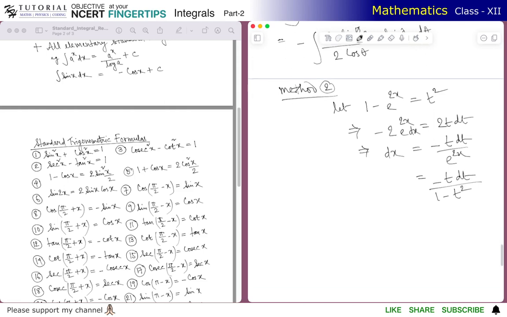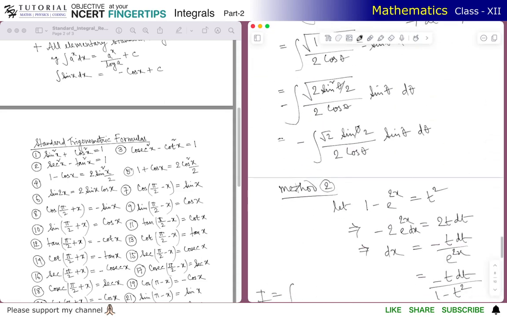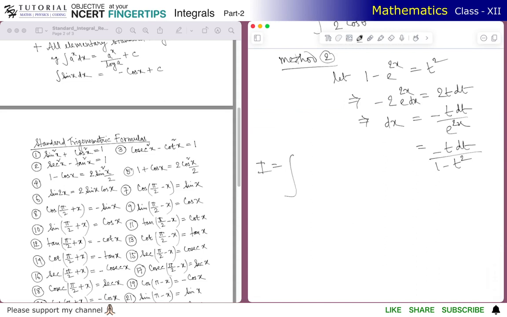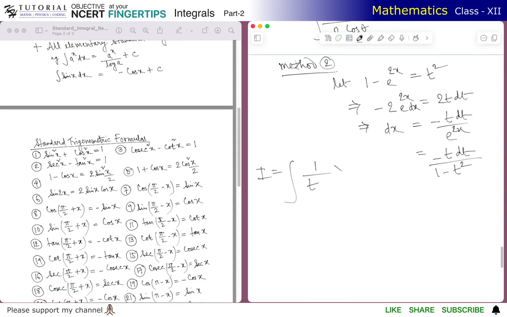Okay, now the integral becomes 1 by t into dx, which is minus t dt by 1 minus t square, and this is minus integral of dt by 1 minus t square. Okay.